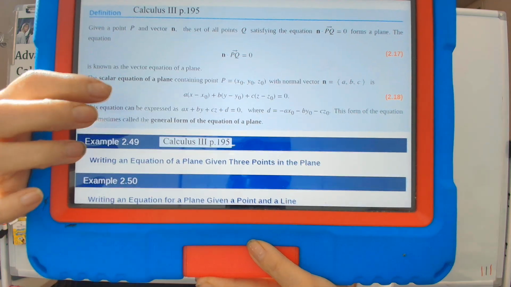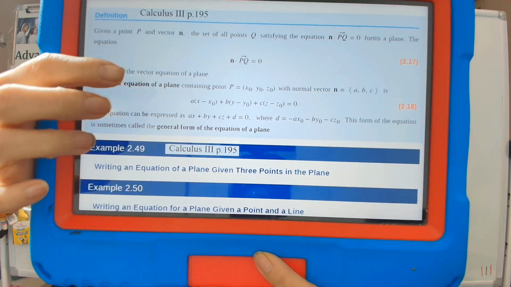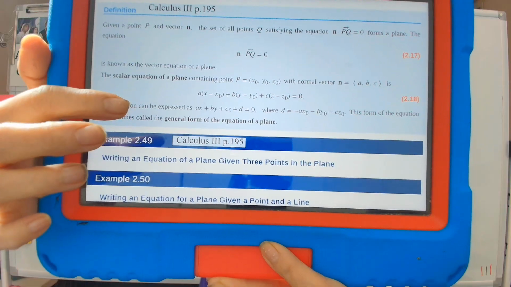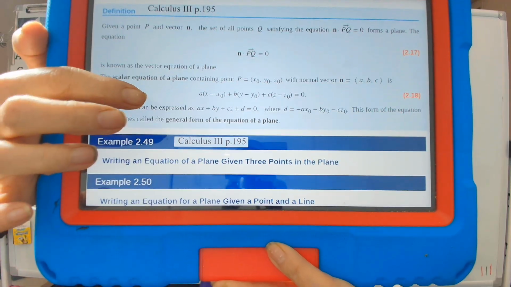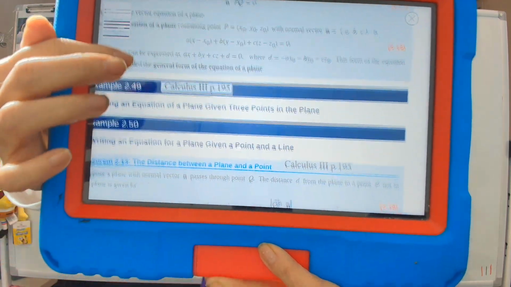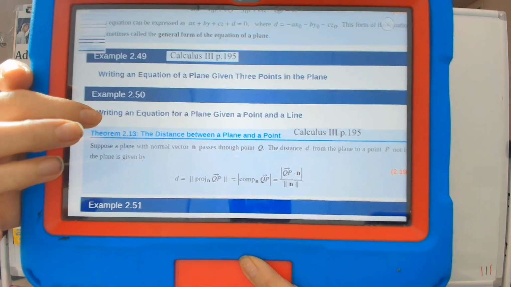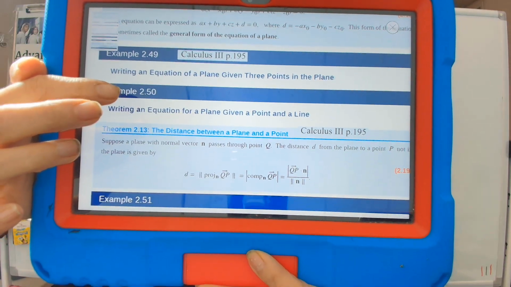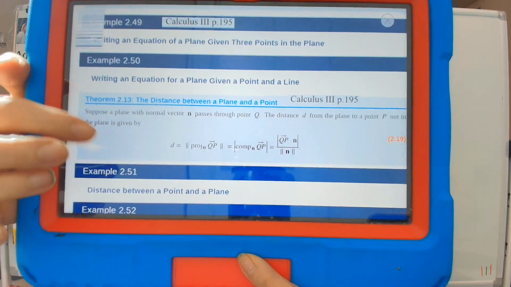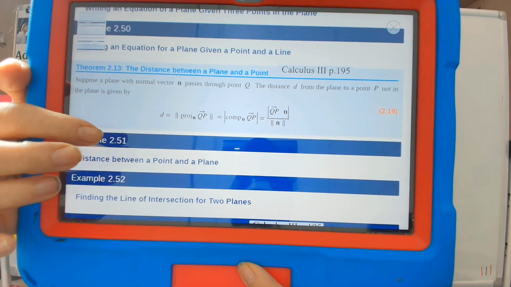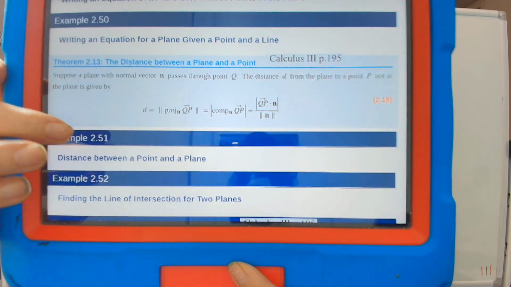So anyway, there's this stuff. I want you to look at it quickly. Remember, the plane has something to do with n dot PQ, right? Which translates into this equation, which we don't care about right now, but I just want you to see that. And then we have also learned how to write the equation of a plane given 3 points, given a point and a line, and the distance between a plane and a point. Okay, we learned that at some point.